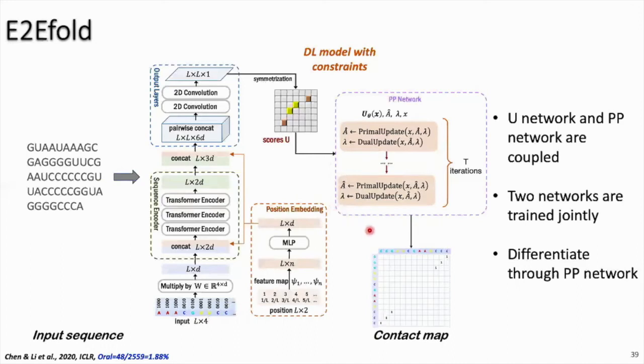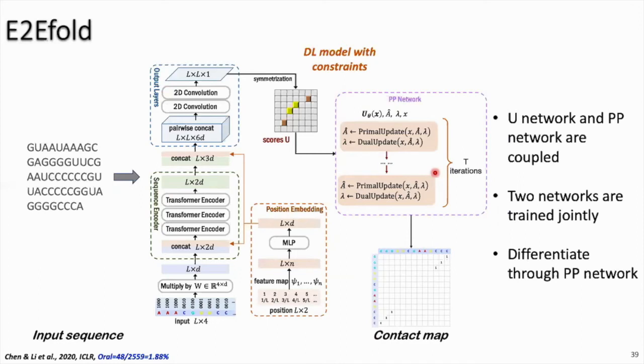During training, we will differentiate the loss function through this PP network all the way towards the upstream U-score network, so that the upstream U-score network will be aware of the existence of the PP network, as well as the constraints embedded in the PP network architecture. In other words, we proposed an integrated network which has the constraints embedded in the architecture.